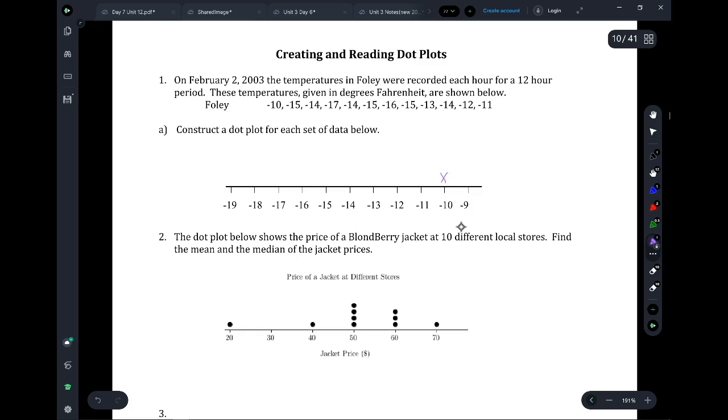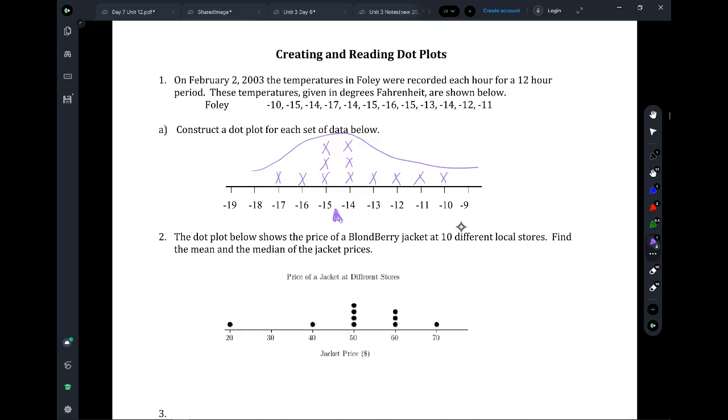I'm going to use an X. 15 gets an X, 14 gets an X, 17, we had another 14, we got another 15, we have a 16, we have another 15, 13, 14, 12, 11. And so what's kind of nice is once you have all your dots listed, you can see, oh, it would have peaked around 15 or 14 degrees. You can see your range pretty easily, your max to your min, your modes, and so on.